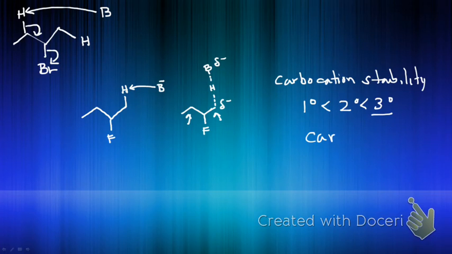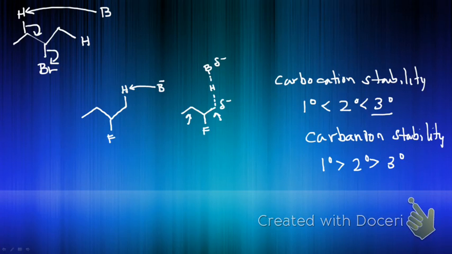So for carbanion stability, we'll have primary, secondary, and tertiary. Primary carbanions are the most stable. So when you think about activation energy, remember this mechanism is E2. I'm going to call this beta 1 and beta 2. The energy diagram might look something like this.